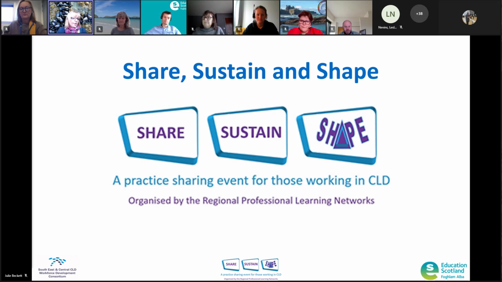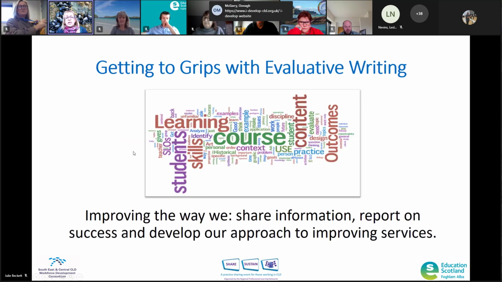Getting to Grips with Evaluative Writing is brought to you today by, as I said, South East and Central Consortium, and also our Education Scotland colleagues. The session came about really because staff were being asked to write case studies and reports, and it was looking at how else to write those, rather than descriptively. So, looking at evaluative writing, what is it, and how to sort of break that down.